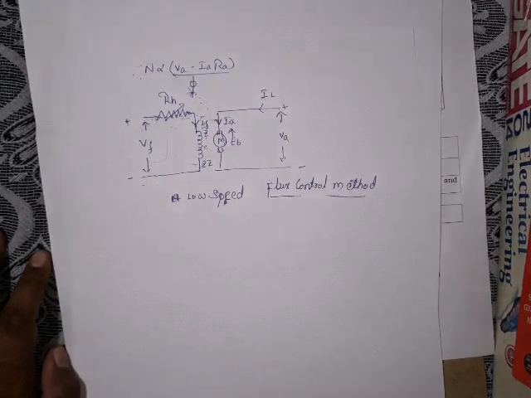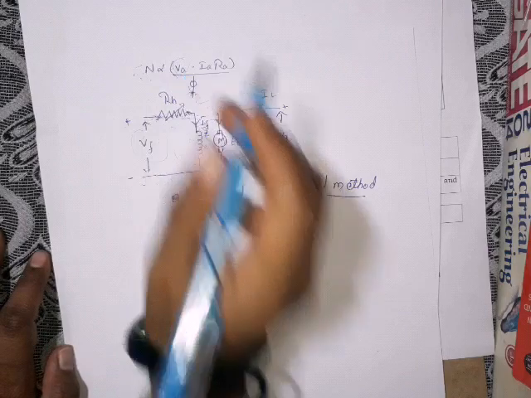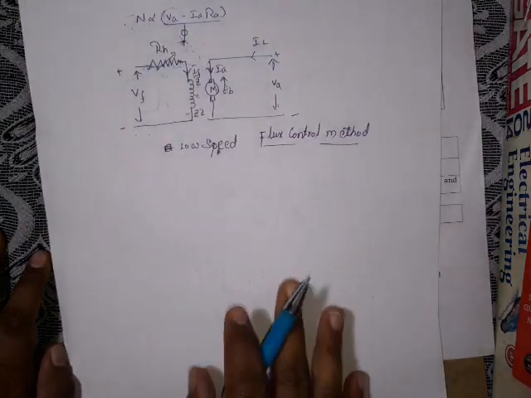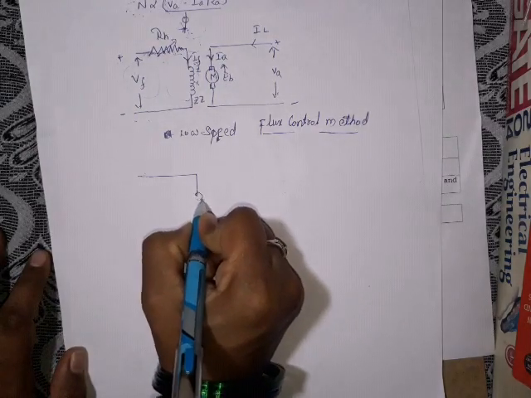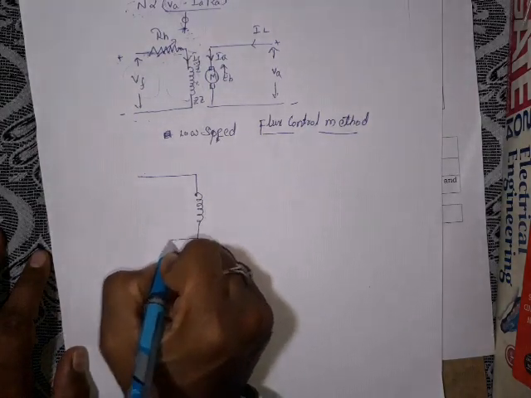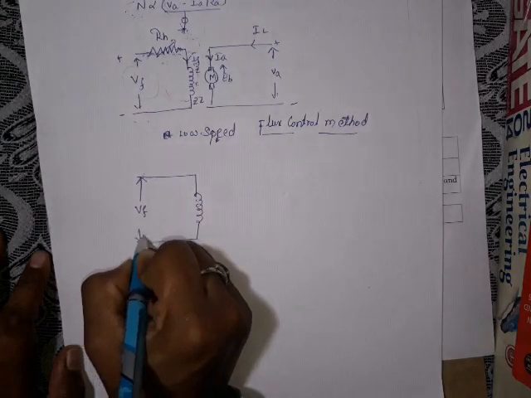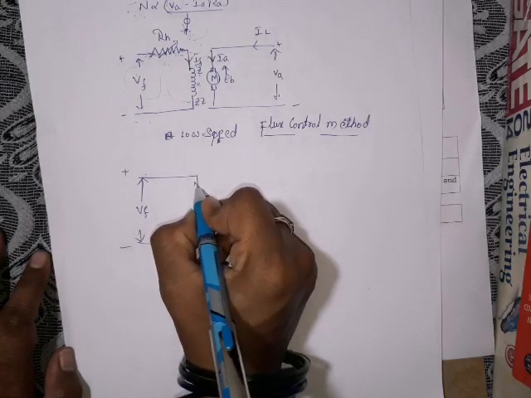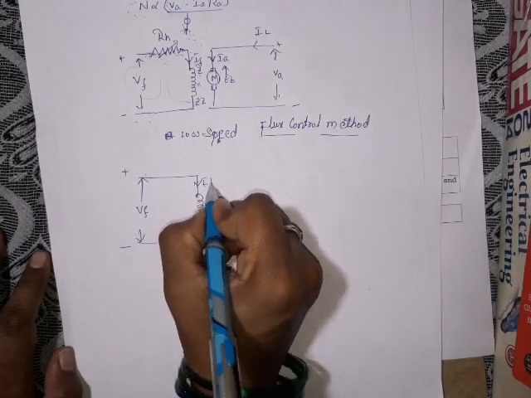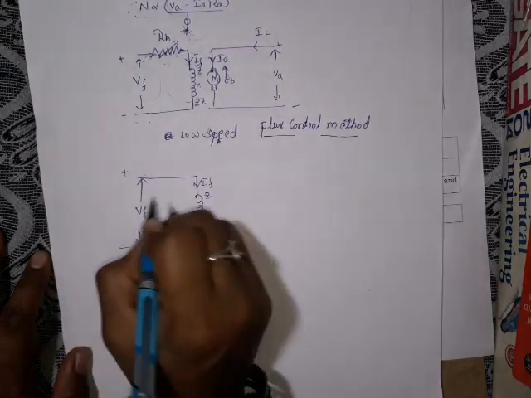What is the other method? One more method we have is armature voltage control. So I'll draw another circuit. When it is armature voltage control, we need not change the field circuit. The field circuit is constant, the same. VF plus minus. We are not adding any rheostat here. So here the field current IF is flowing.